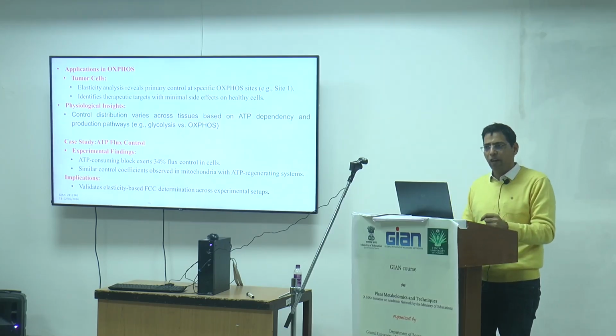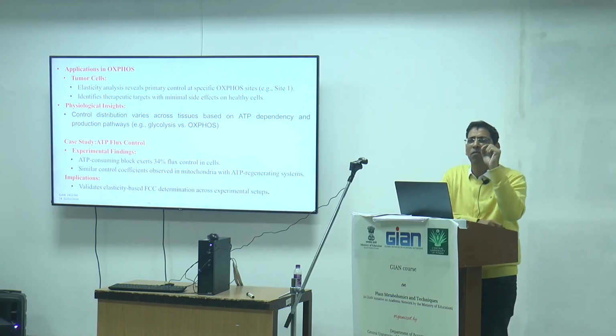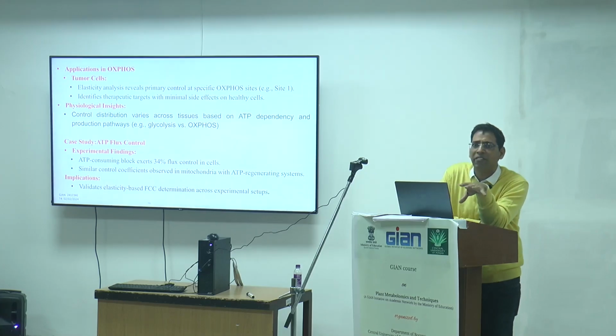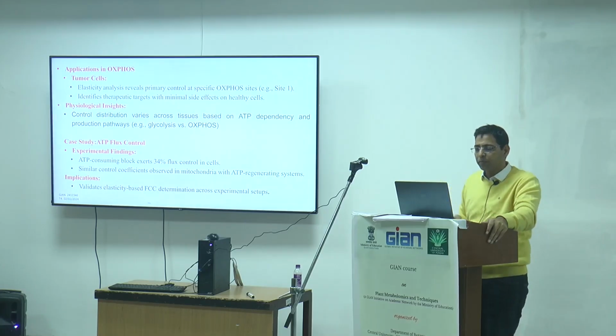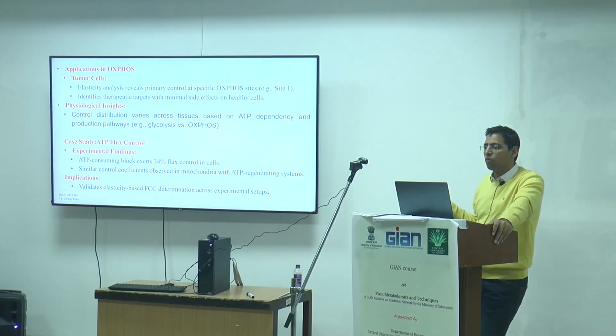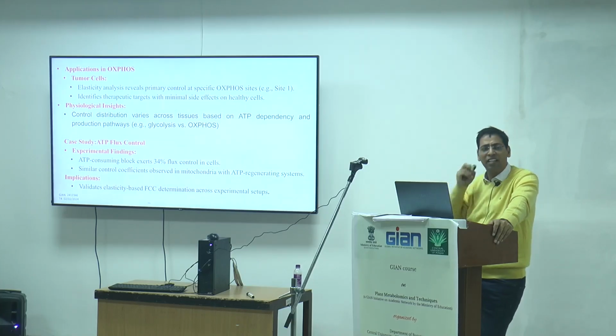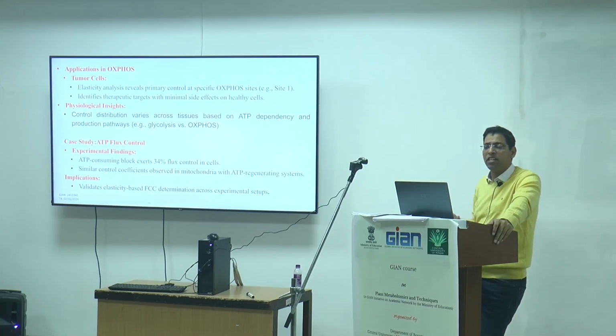And if you think that sometimes, even if you are blocking something by a single enzyme, those cells can survive. So it means there is some bypass pathway which is helping that cell to survive in those adverse situations with minimum activity at least. A similar control coefficient was observed in the mitochondria with the ATP regenerating system. The implication is that you can validate the elasticity-based FCC determination across different experimental setups.